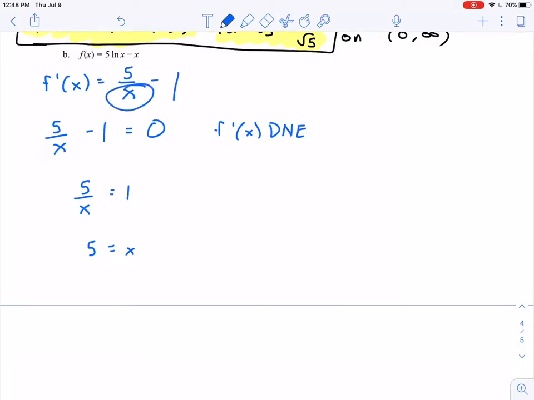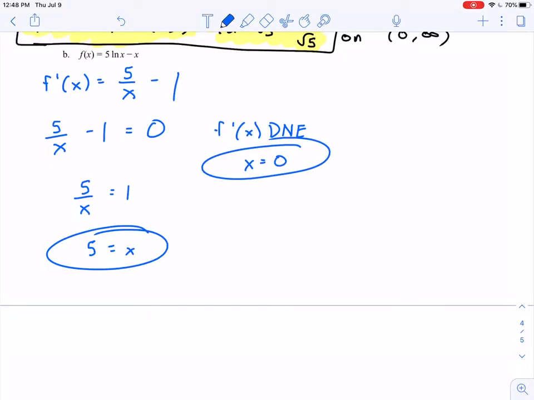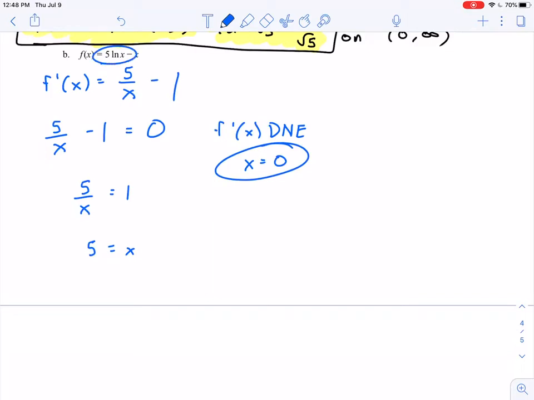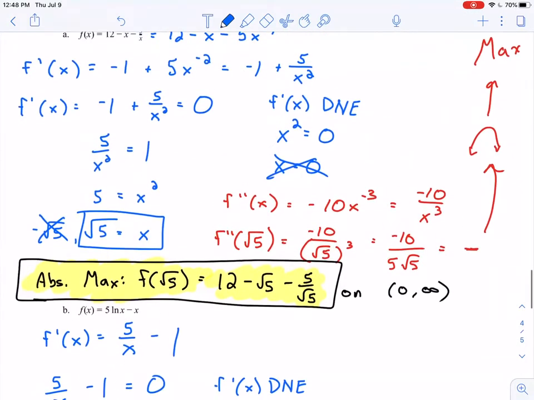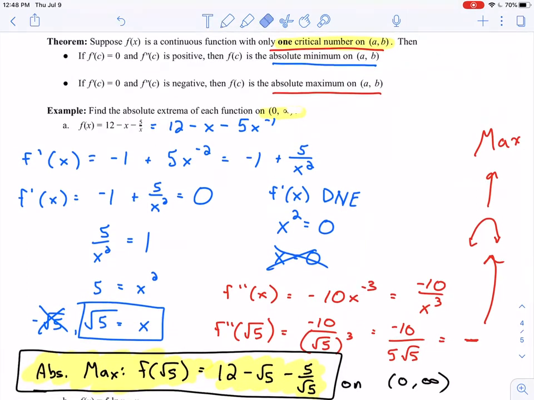For that, I'm worried about my denominator once again. If x is equal to 0, this looks bad because I have what looks like two critical numbers. But remember, 0 is not in the domain of natural log of x, which means that 0 is not a critical number. We also could have gone back and looked at the directions again.